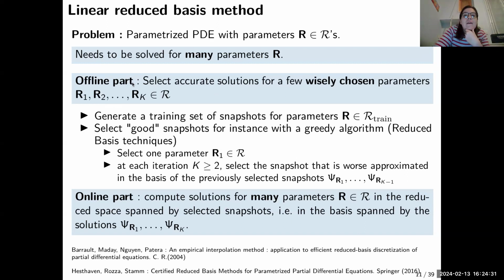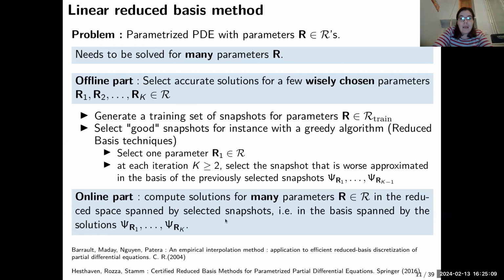One would find some wisely chosen parameters, L1 up to Lk, among the set of possible values of the positions of the nuclei, in the range of parameter values that I'm interested in. And one would try to compute an approximation of the wave functions for a new set of positions of the nuclei as a linear combination of the wave functions computed for these particular chosen values of the parameters.